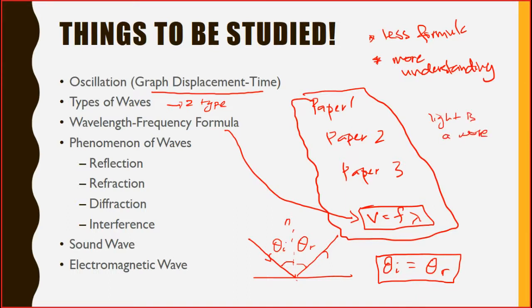Okay, so we have two types of wave other than this, that are mechanical wave and also electromagnetic wave. Okay, we are going to look at that later. So this is the sound wave, this is the electromagnetic wave. Sound wave is a form of mechanical wave, while electromagnetic wave consists of a spectrum. Okay, spectrum.